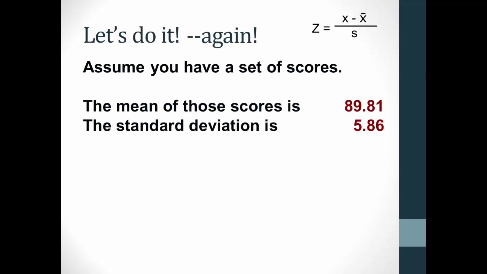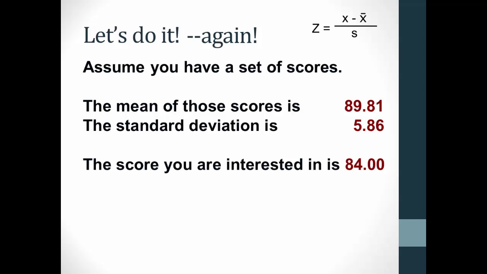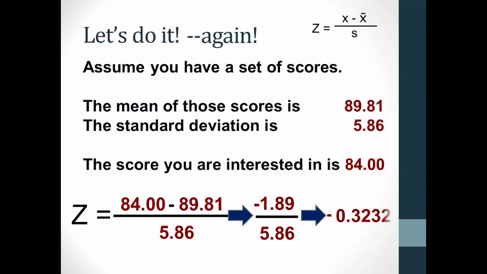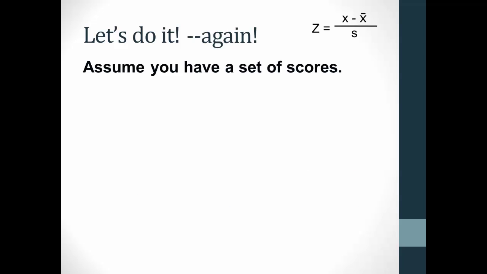Now the mean is 89.81 and the standard deviation is 5.86. You are interested in converting a raw score of 84 to a z-score. The first thing you should notice is that the 84, the score you're interested in, is less than the mean of 89.81, meaning that the resulting z-score will be negative. So take the score, x, of 84 and subtract the mean of 89.81 from it, and you'll get negative 1.89. The denominator is the standard deviation, which is 5.86. Do the math and you should come up with a z-score of negative 0.3232. And one more time.